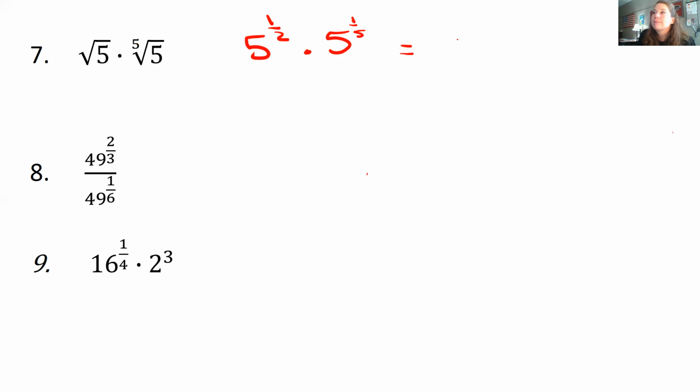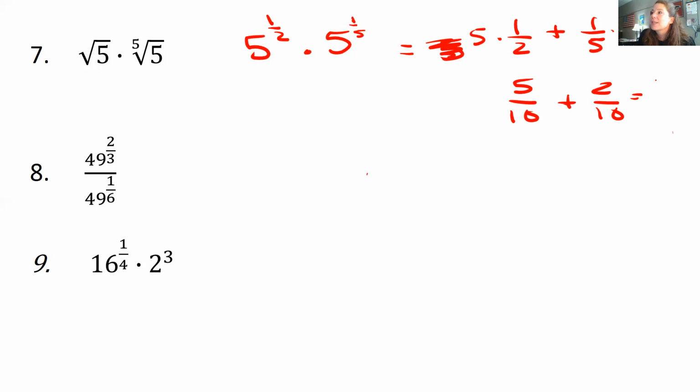We add them. So 5 and 2, our least common denominator is going to be a 10. So I'm adding 1/2 plus 1/5. So we're going to use 10 and 10. So 2 times 5 and 5 times 2. So 5 times 1 is 5 and 1 times 2 is 2. So we get 7/10. So basically 5 to the 1/2 power times 5 to the 1/5 power is 5 to the 7/10 power.